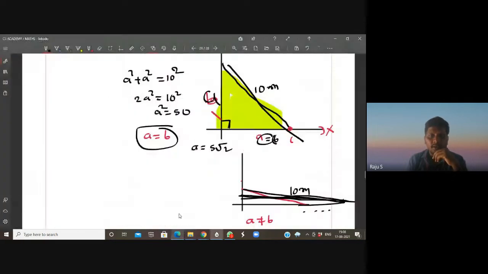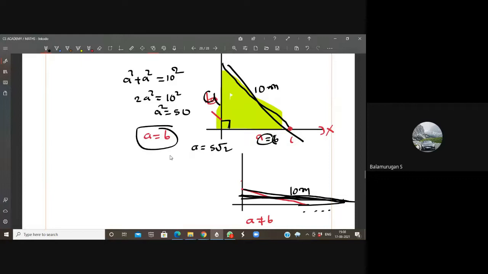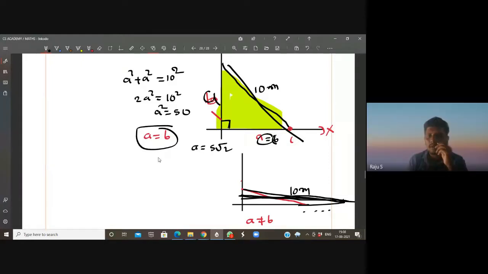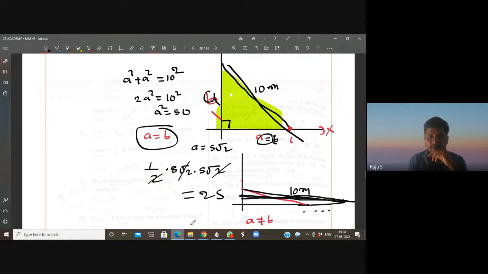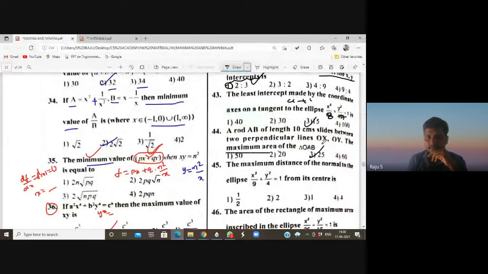The area. What is the maximum area? Maximum area is what, students? What is the maximum area formula? Half into AB. Half into AB, like 5 root 2 into 5 root 2. Root 2 gets cancelled. 5 5 is 25. That's all. Half into AB, the A value was the same, A is equal to B. So 25 is the correct option. Is 25 there? Yes, the third option is right.